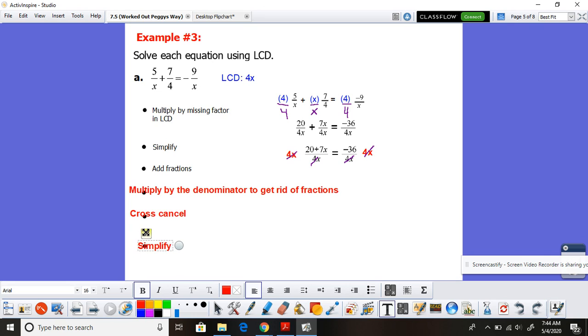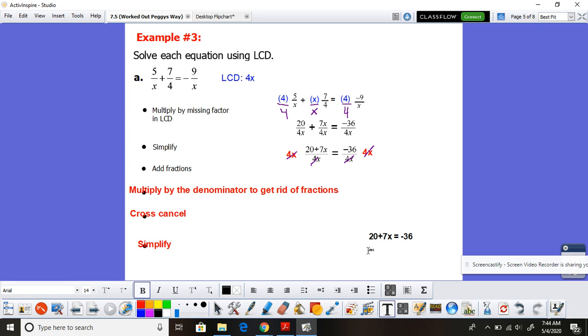If we had done it Miss Slayton's way, we would have gotten the right answer, but we would have ended up with a quadratic function, which I don't want to do. So from here, we're just left with 20 plus 7x equals negative 36.